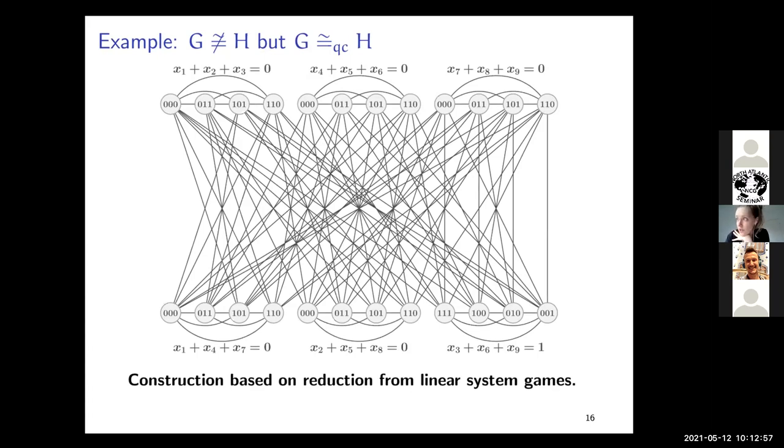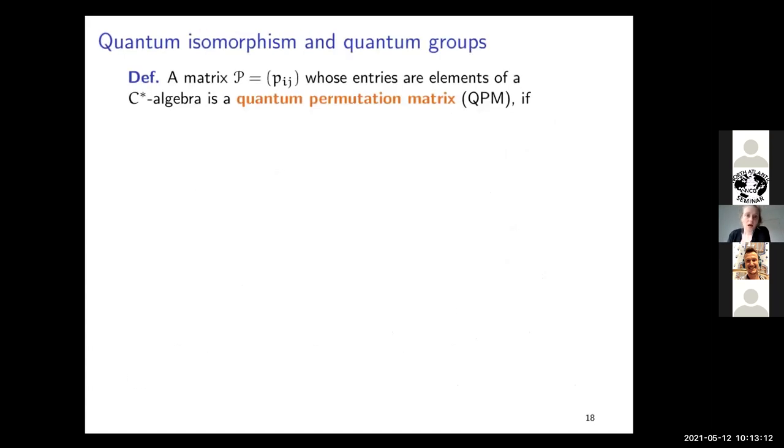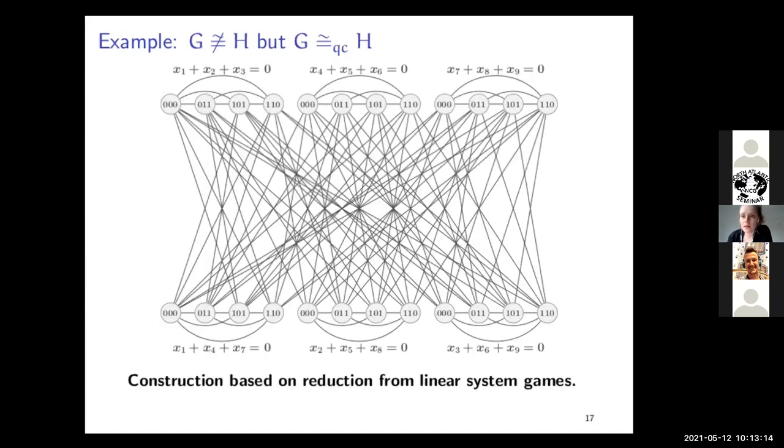And we know actually that if your graph has fewer than 16 vertices, then you won't see this difference, the separation between quantum isomorphism and classical. So you won't get a very small example. Okay, any question here?